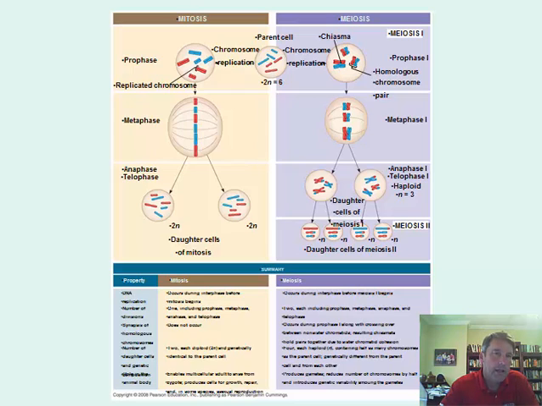Okay, and that is where we end for this chapter and where we end for the unit. Our next unit will be going into genetics, where we start looking at actually what's on these chromosomes, the section of DNA called a gene, and we'll learn about that and how it codes for traits that we have.